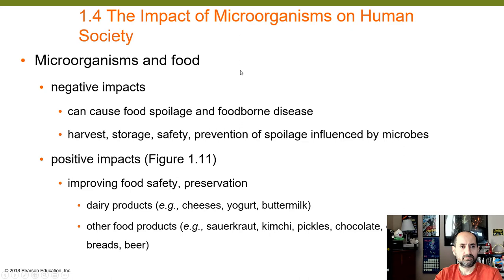Microorganisms also have positive and negative impacts on our food industry and food supply. The negative impacts include food spoilage. Obviously, food gets putrid or goes bad due to microorganisms. There are foodborne diseases; you can get ill from eating microorganism-contaminated foods. And microbes influence how we harvest our food, how we store our food, food safety, and how we prevent spoilage of our food. All are done with microorganisms in mind.